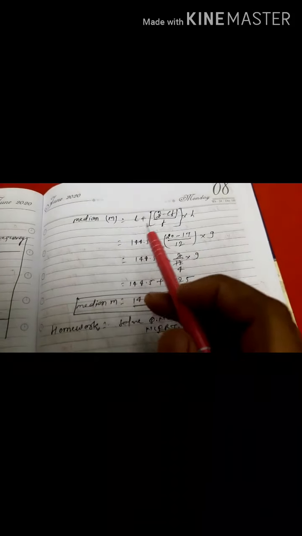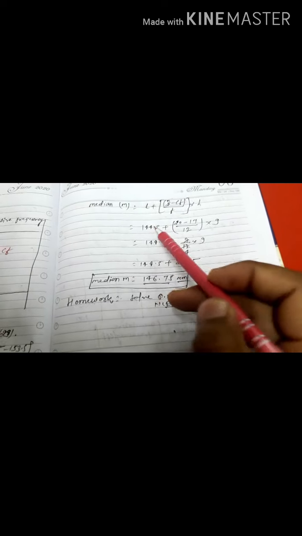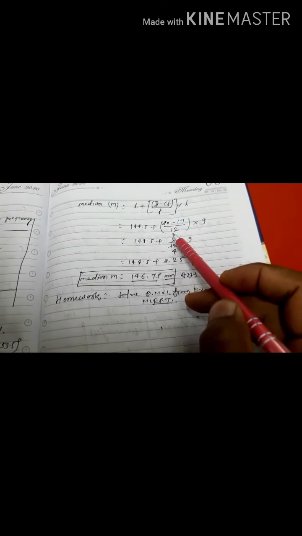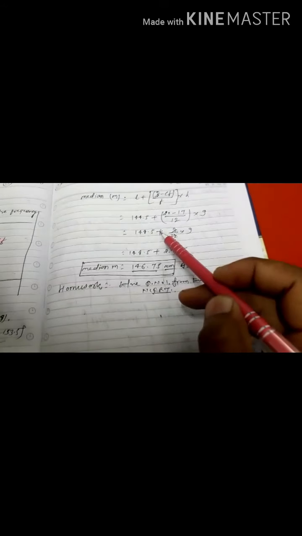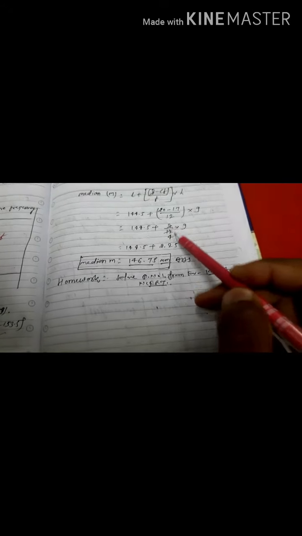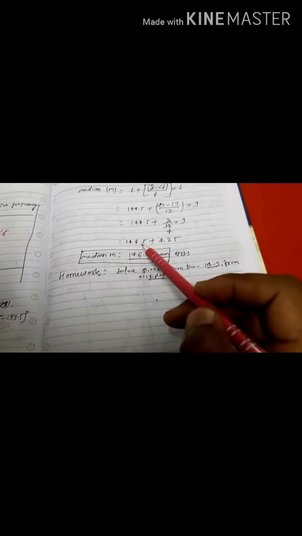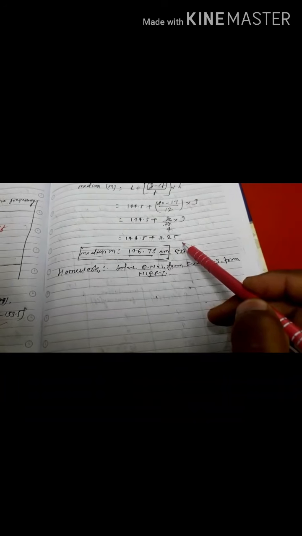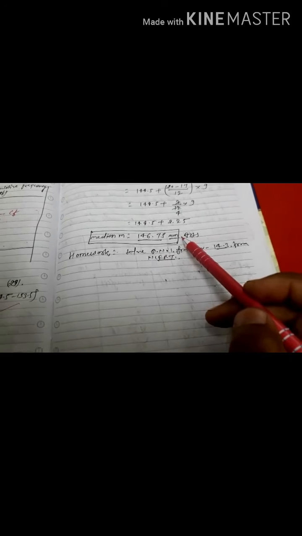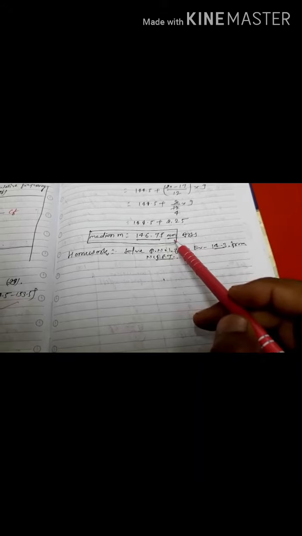As we know, median equals L plus ((n by 2 minus Cf) upon f) into h. L is 144.5, n by 2 is 20, Cf is 17, f is 12, and h is 9. So 144.5 plus (20 minus 17) that is 3 by 12 into 9. 3 fours are 12, 9 upon 4 is 2.25. So 144.5 plus 2.25, so the median M equals 146.75 mm. So the median length of the leaves is 146.75 mm.